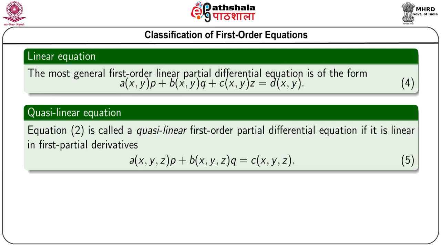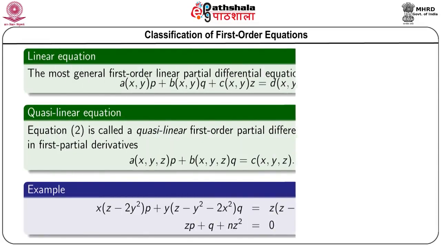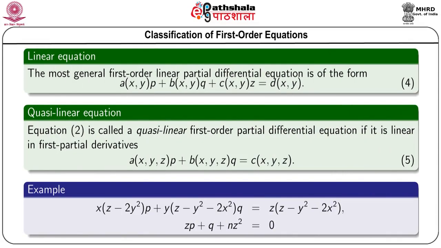So, the general form can be written in this way, which is given in equation number 5: a p plus b q equals c, where each of a, b and c is a function of x, y and z. This is one example of a quasi-linear equation: (z minus 2y square) x p plus (z minus y square minus 2x square) y q equals z(z minus y square minus 2x square), and zp plus q plus n z square equals 0. This is also a quasi-linear equation.